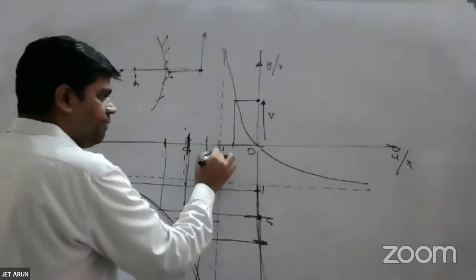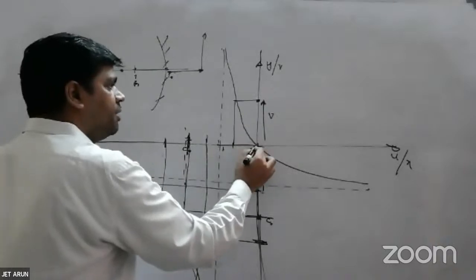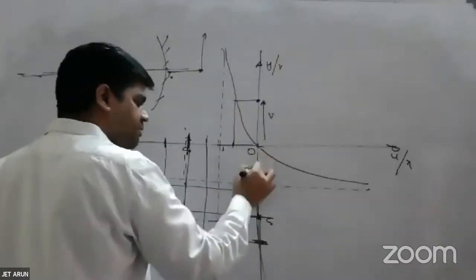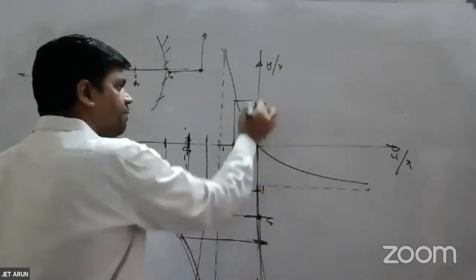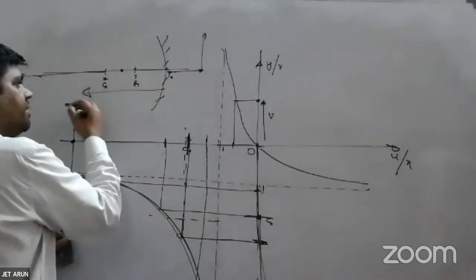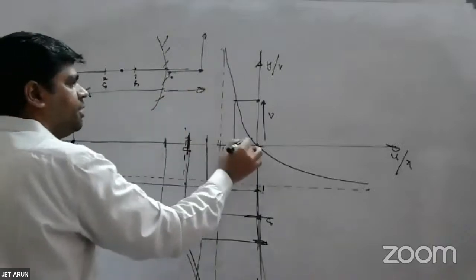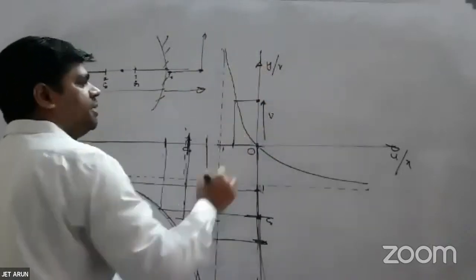When the object is between F and pole, my image is formed behind the mirror. This is in front of the mirror. This is behind the mirror. Because V negative means in front of the mirror, V positive means behind the mirror. So it's positive, it goes behind the mirror.